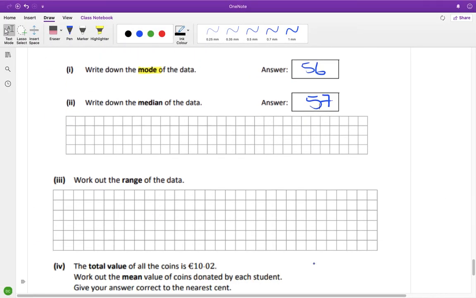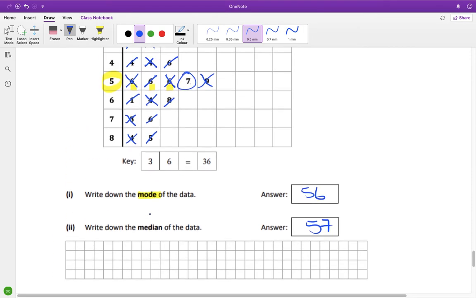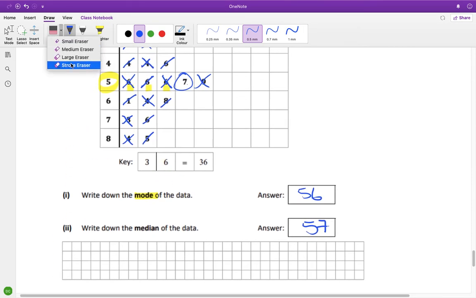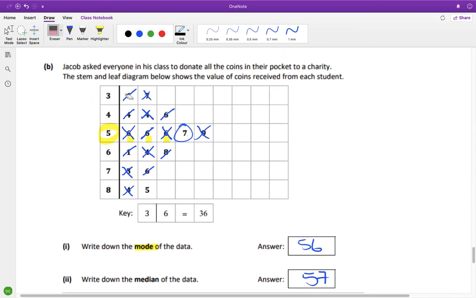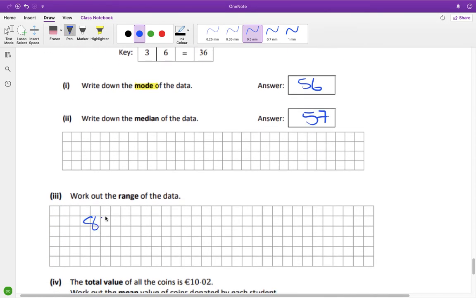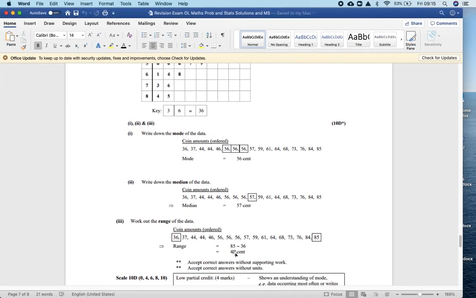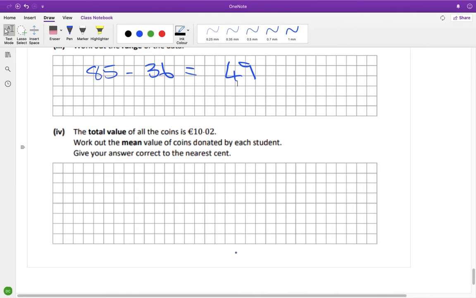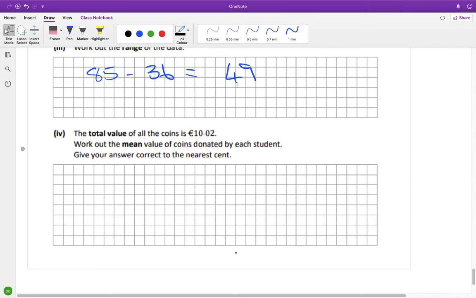The range, so the range is the biggest number minus the smallest number. So, can't really see it. So 85 and 36. So I do 85 minus 36. And I get 49 for the range. 49. The total value of all the coins is €10 and 2 cents.